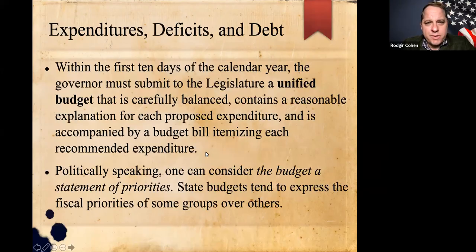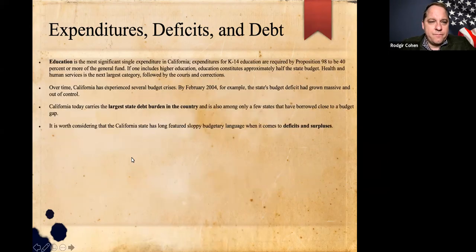In the budget, there are expenditures, deficits, and debt. Within the first 10 days of the calendar year, the governor must submit to the legislature a unified budget that is carefully balanced, contains a reasonable explanation for expenditure, and is accompanied by a budget bill itemizing each recommended expenditure. Politically speaking, the budget is a statement of priorities, and state budgets tend to express the fiscal priorities of some groups over others.